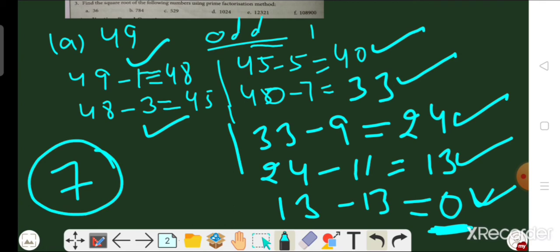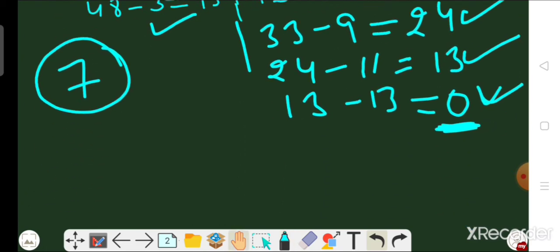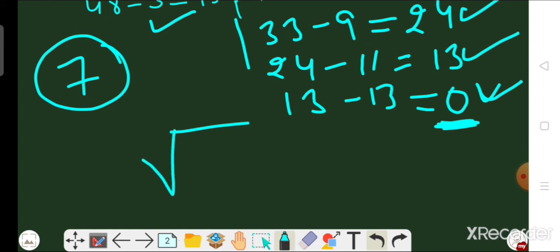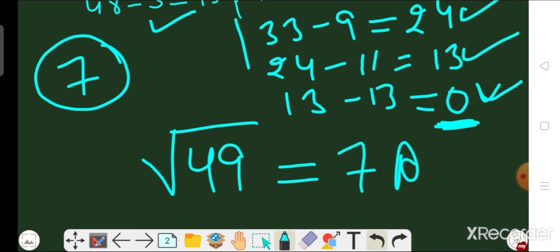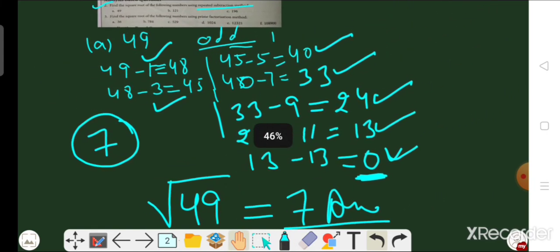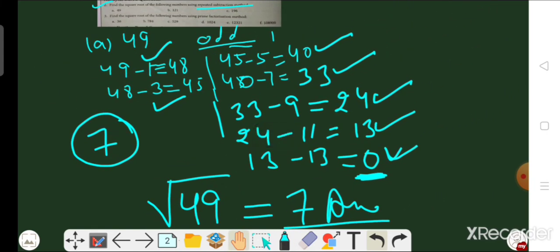So the answer of this question is the square root of 49 is equal to 7. This is the answer of your question second A part. This is the way by which you have to solve the remaining parts of the second question. Please try to do them by yourself.